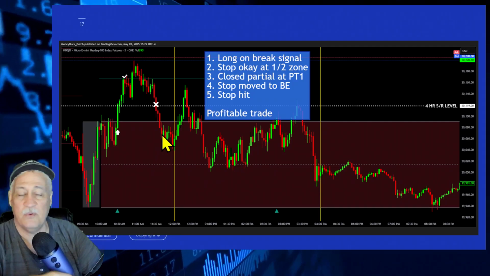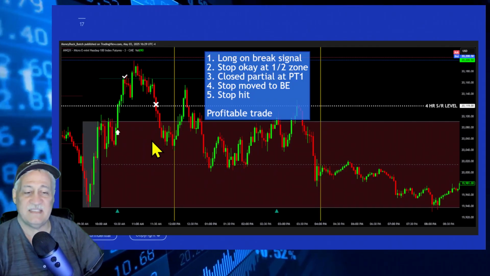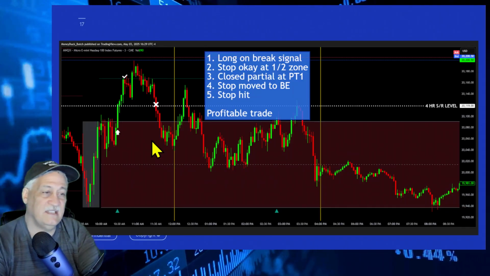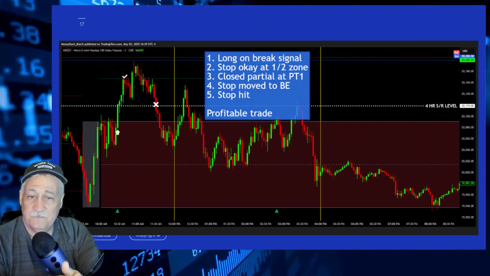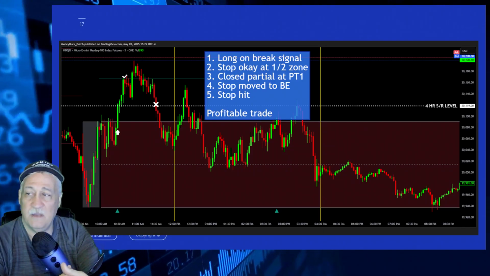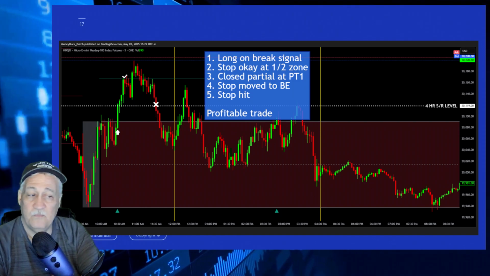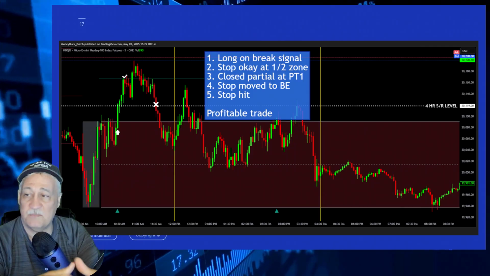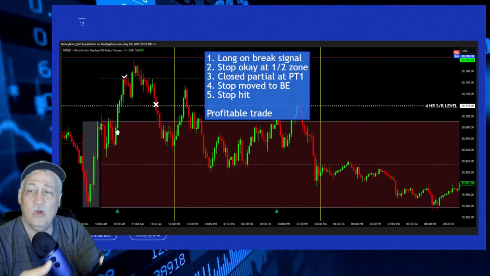Now, I'm not going to go through in detail like that on all of them. I'll do a few. But this is how, when I analyze something like this, I look at it. Can we make money before noon? Can we be in a profitable position before noon? Can we close partial, move our stop to break even, so we have no risk?